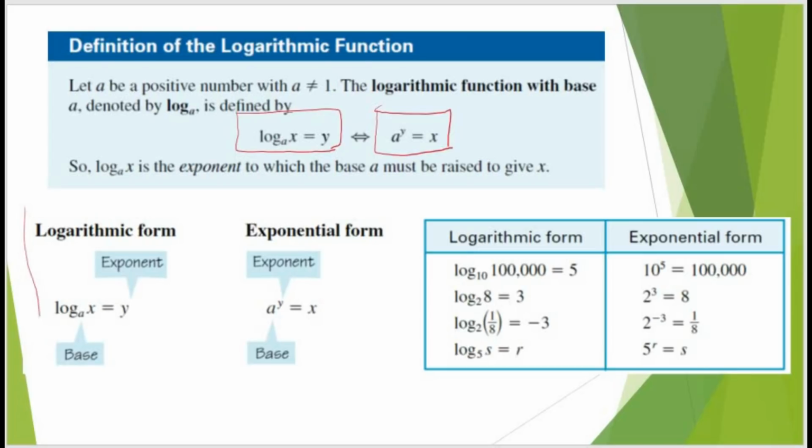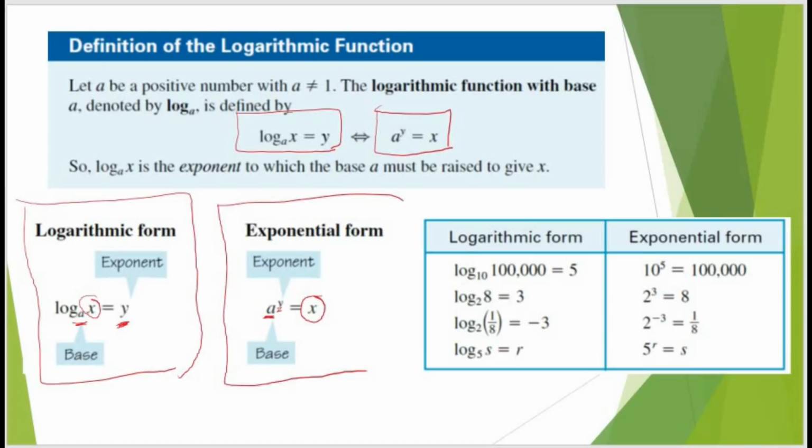So in logarithmic form, this is our base and this is our exponent, which results to this number. In exponential form, this is our base, this is our exponent, which results to this number. So I hope you now have a clear idea of the logarithmic form and the exponential form. So we'll take up these examples here.